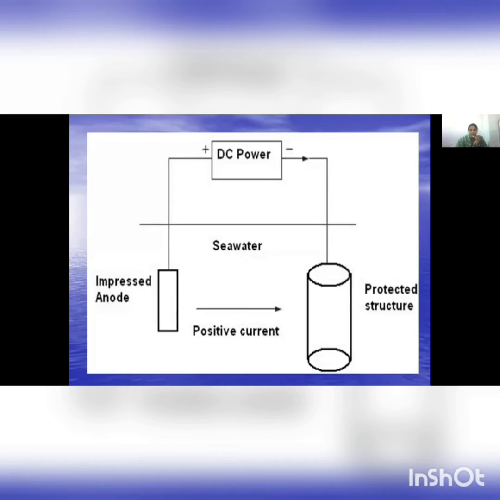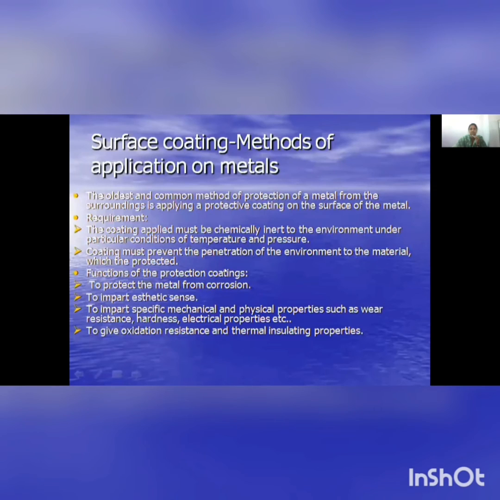So when we apply external power, the anode is converted into the cathode. We know that the cathode does not undergo corrosion, so it protects the base metal. The anode is converted into a cathode that does not undergo corrosion, so obviously the cathode protects the base metal. So this is about impressed current cathodic protection.